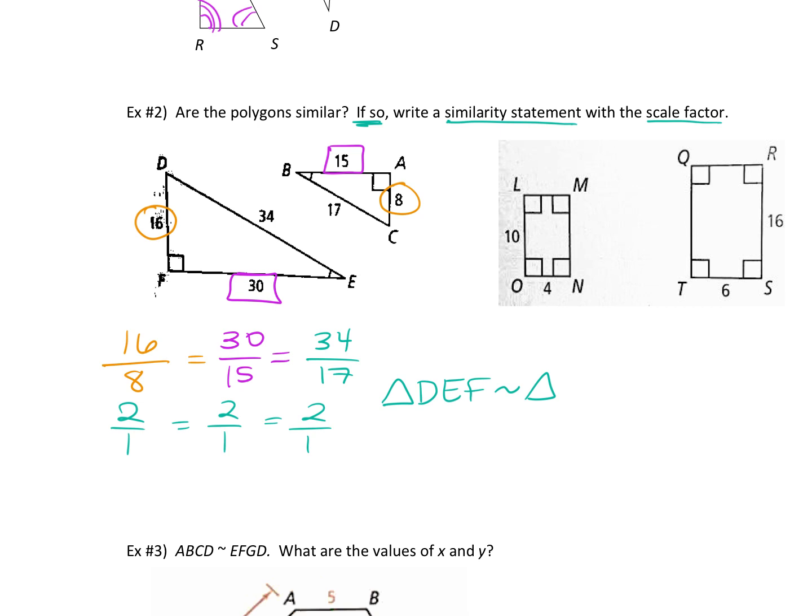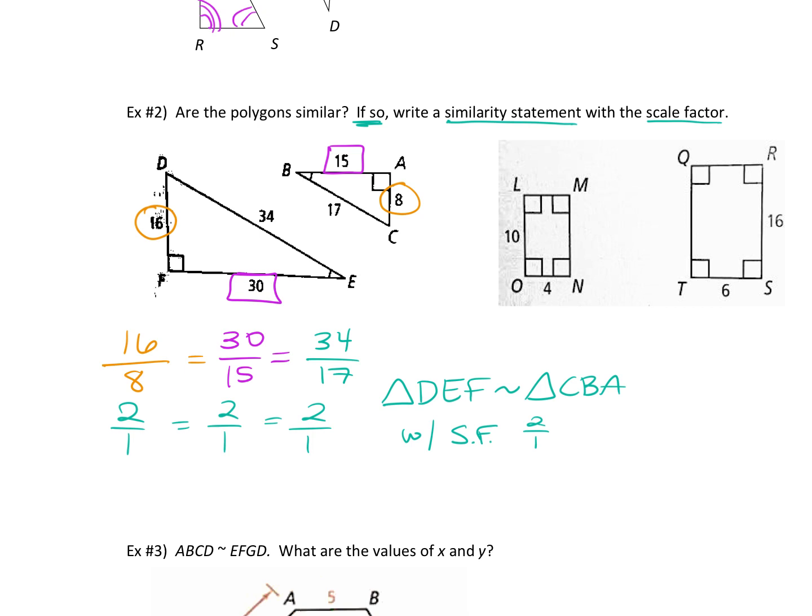DEF would be CBA. With a scale factor, you may just write SF if you want. And what was our scale factor? 2 to 1. Okay, now question. Could I say triangle CBA is similar to triangle DEF with a scale factor of 2 to 1? No, 1 to 2, okay?